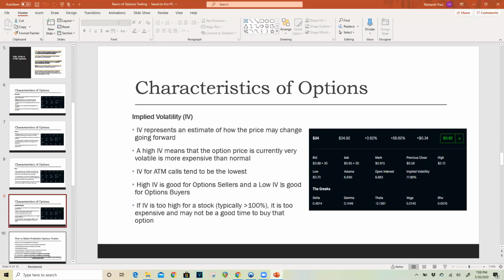Okay, why do I say that? It's because if the implied volatility is too high, say it's greater than 100%, which a lot of times it is, then it means that the option has already gone up a lot and it's probably too expensive, and it may not be a good time to buy that option.